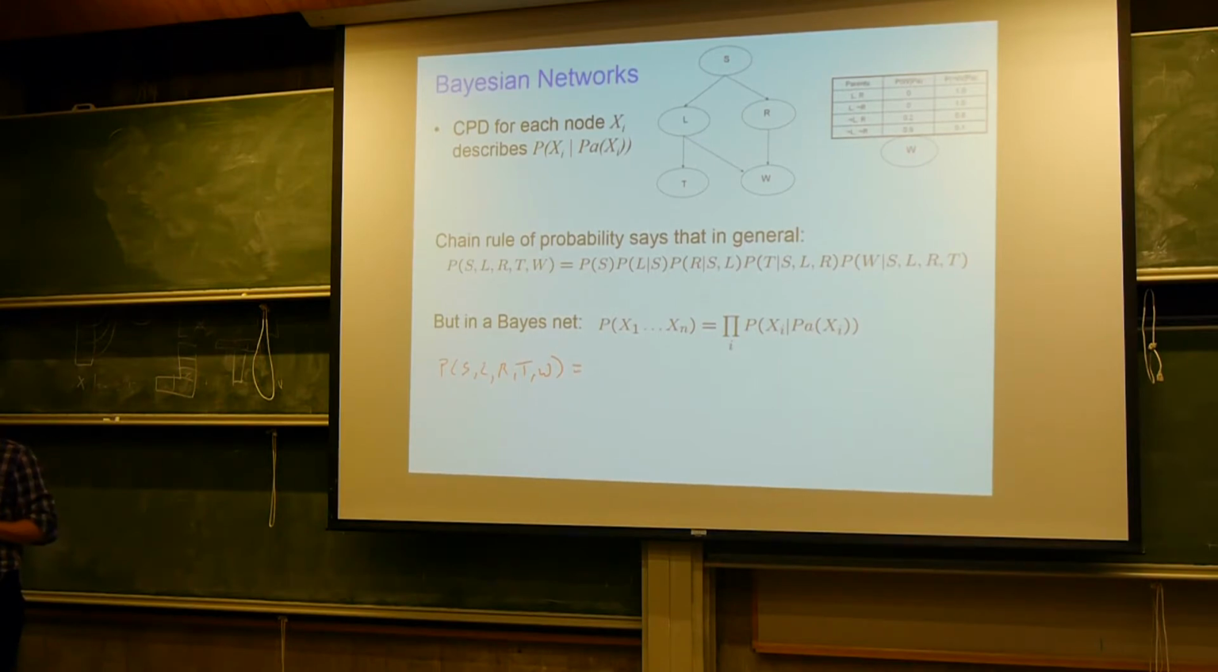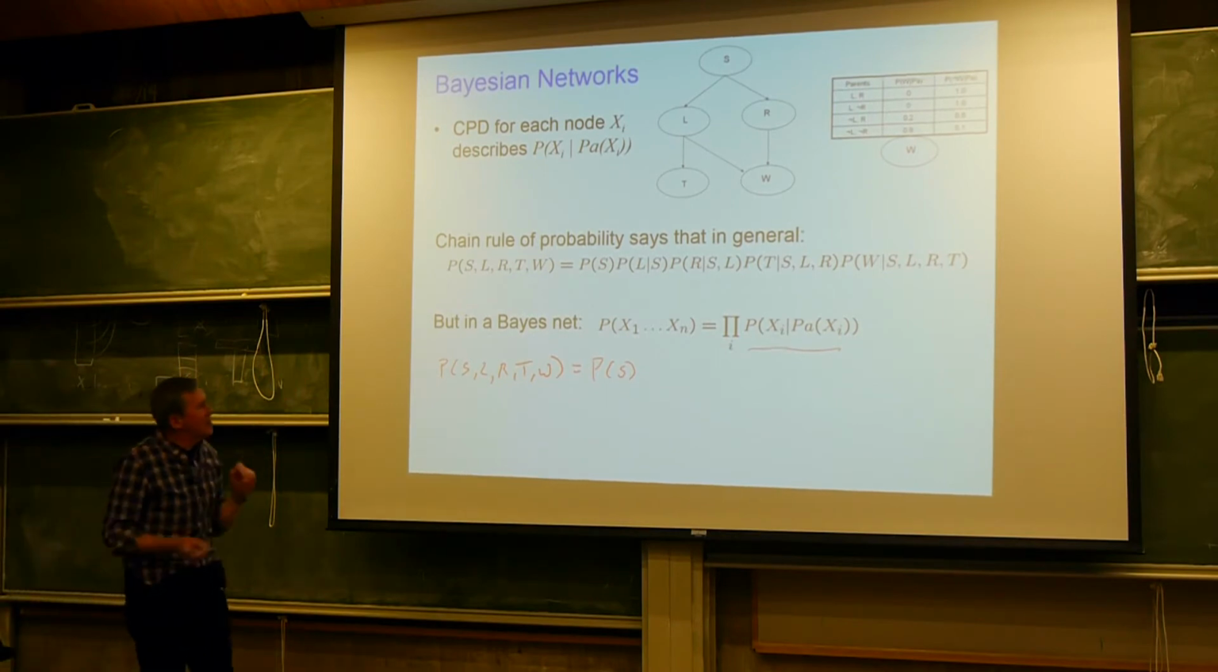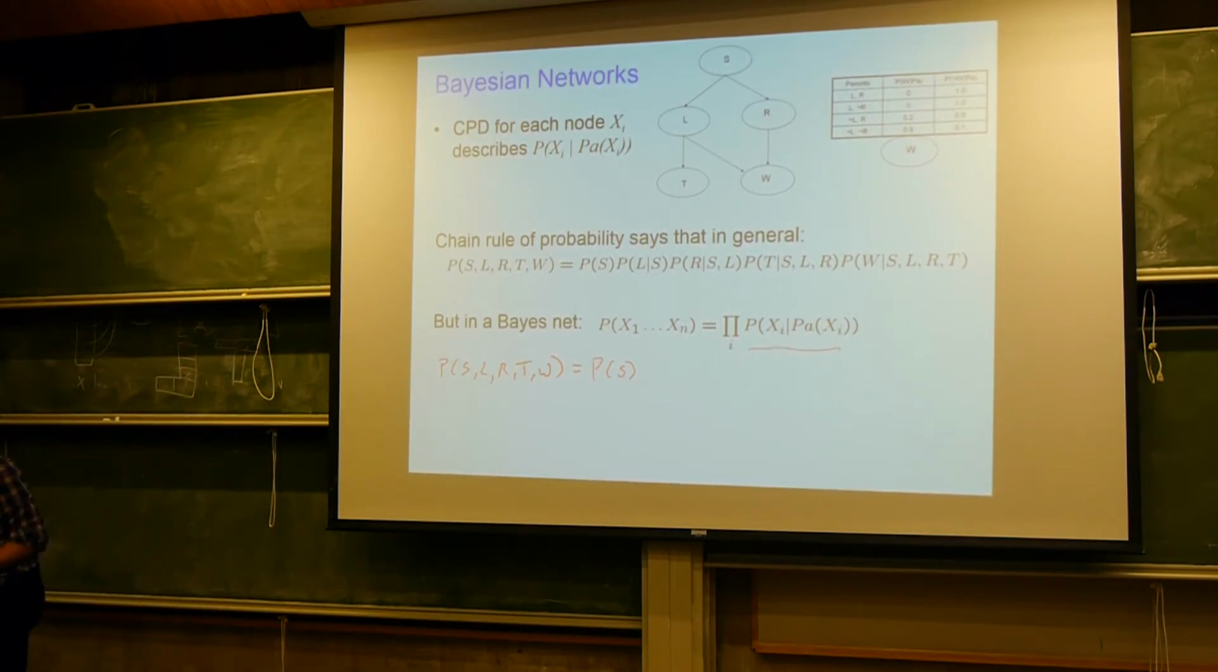Which should I write down first? P of S. I like P of S because S has no parents. So this quantity just turns into P of S. There are no parents. Okay, what do we write down for L? P of L given what? S. It only has one parent. Okay, what do I write for R? S. R only has one parent. What do I write for T? L. That only has one parent also. And what do I write for W? L and R. It's two parents.